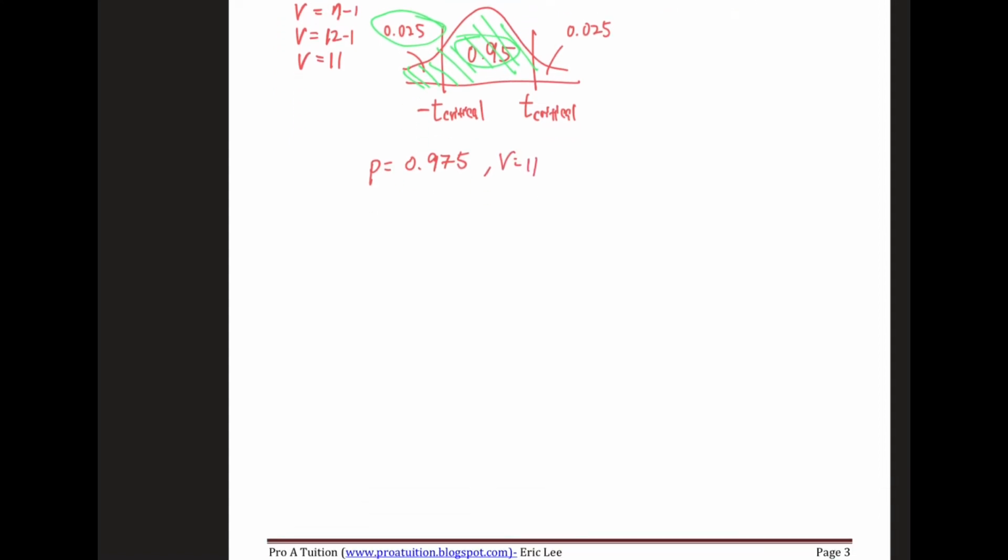Okay, let's come back to the table. 0.975, so we look at this column, and 11 degrees of freedom. So at the end we have to take this value, 2.201.